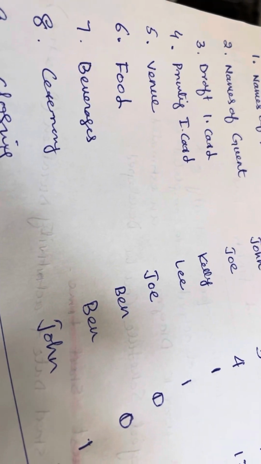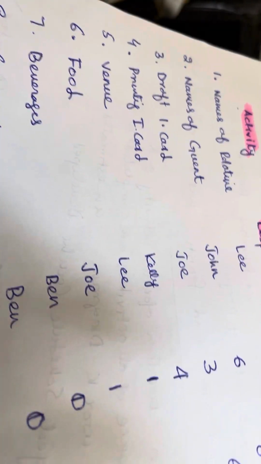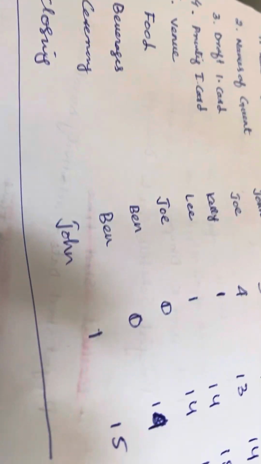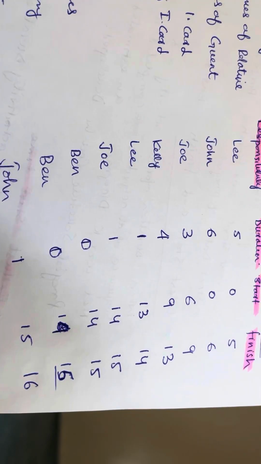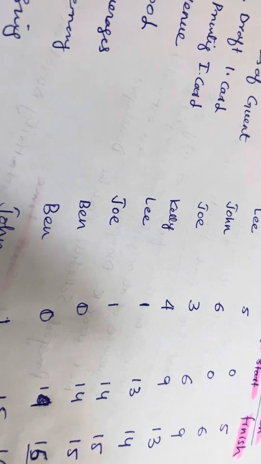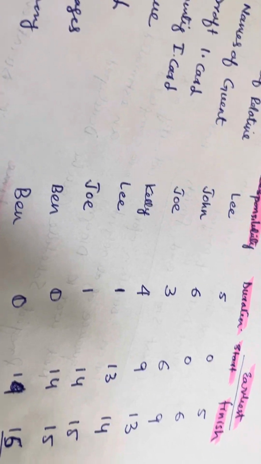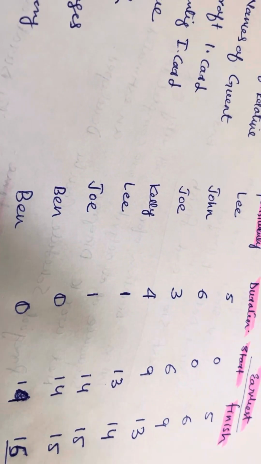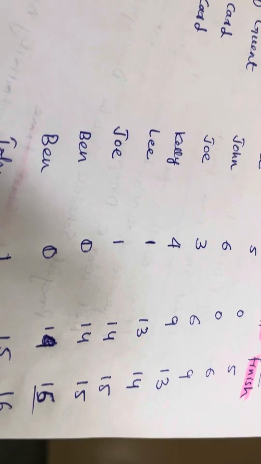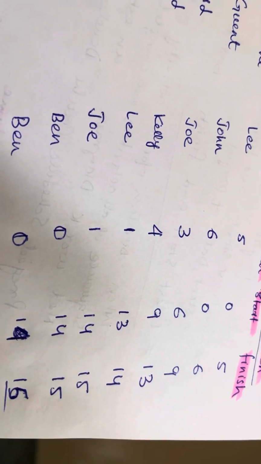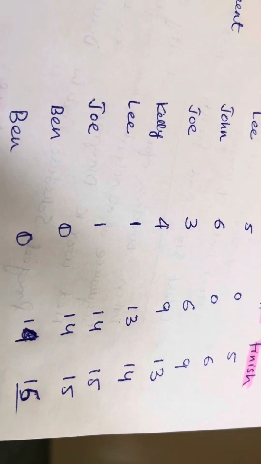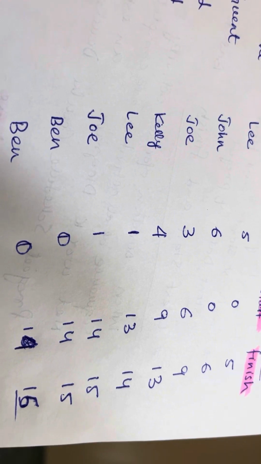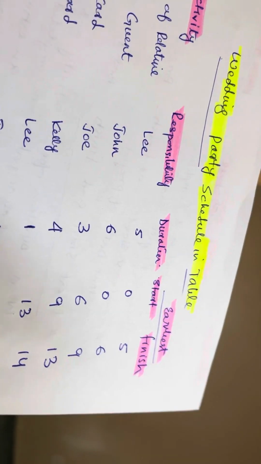And then the food is Ben. So Ben is responsible, and it's on the same day when Joe is going to the venue. He already called the venue, so the same day it will take 0. So the earliest start for this activity of the food and everything will be 14 plus 1, 15 will be the earliest finish of the activity.